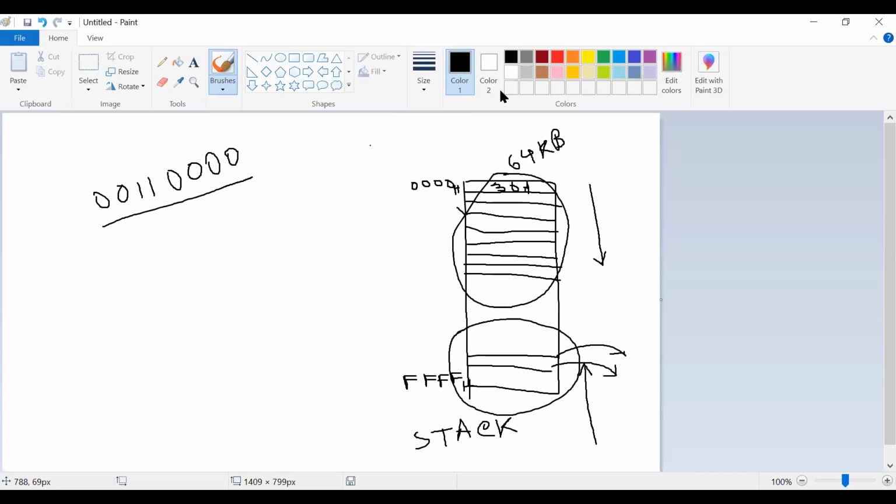Okay, so this will be clearer when we perform certain programs later. Right now you just need to clear the concept: what is the stack, how it will be initialized, and what the stack pointer function is. Program counter, stack pointer function. We just need to clear this concept. Okay, so move on to the next slide.